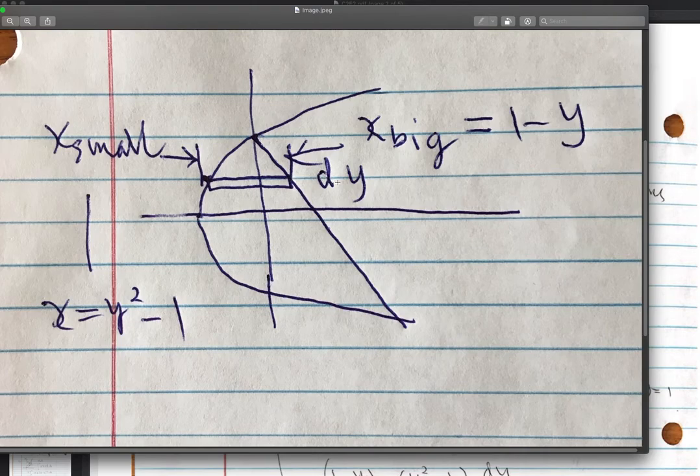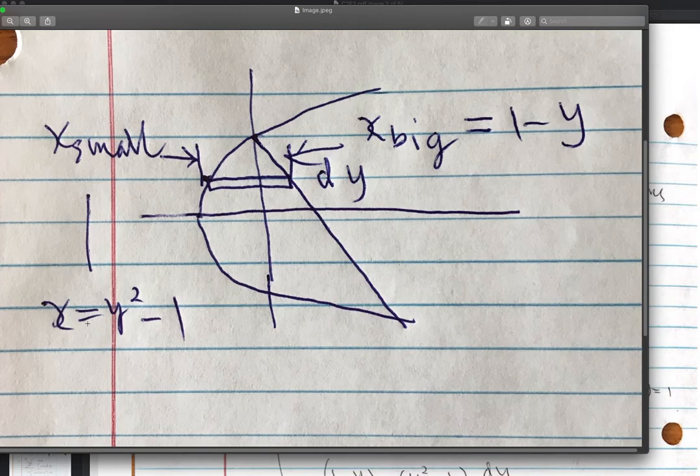Very thin thickness, dy, and it could be just 0. Indeed, when we calculate the integral, we really consider this dy as 0, okay? Infinitely small. So this line segment is determined by a big x coordinate, x big. This is the x coordinate from the line, right? So I say x big is 1 minus y. And also to the left, that's the x coordinate from the curve. The curve is given as y squared equals x plus 1.